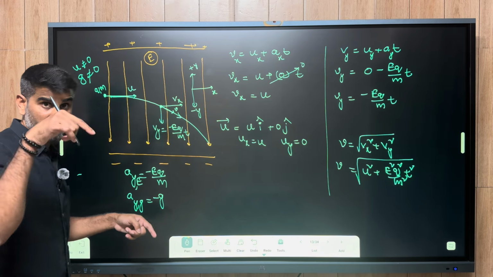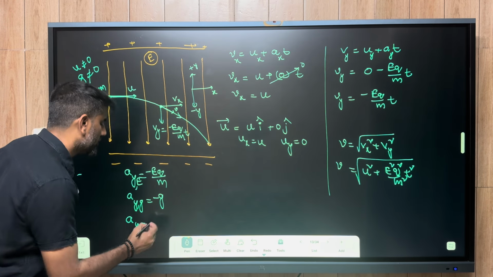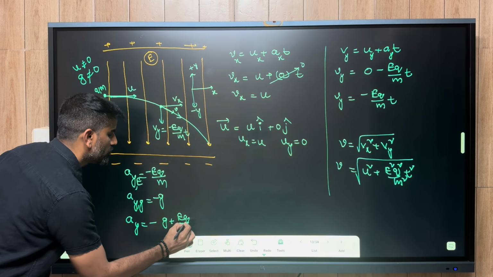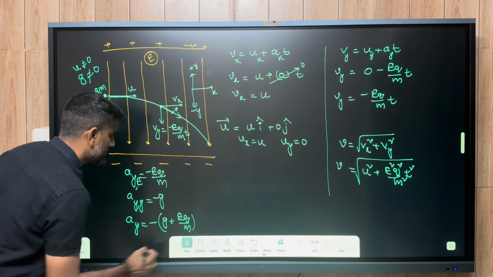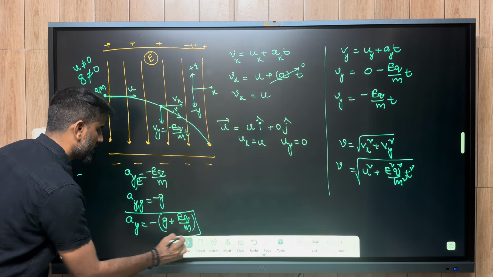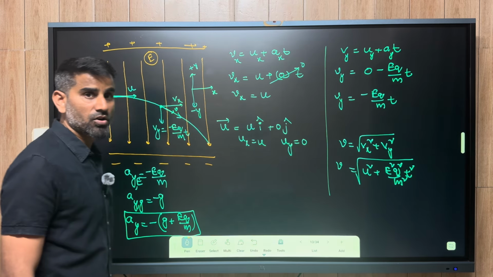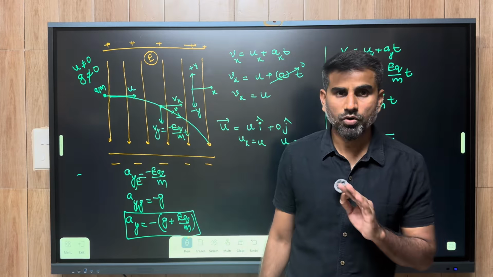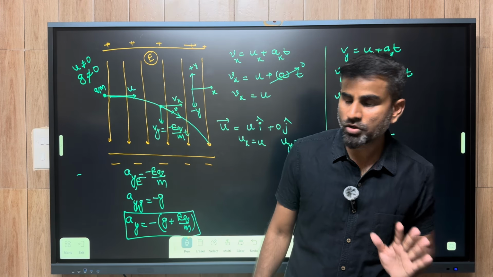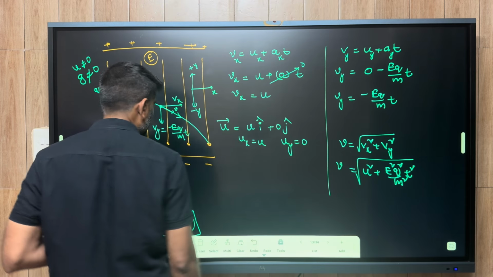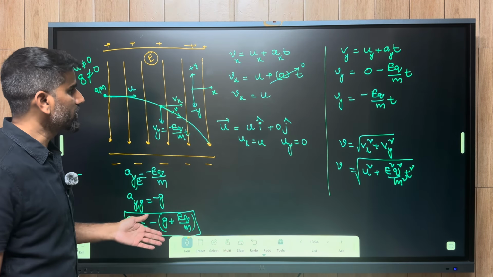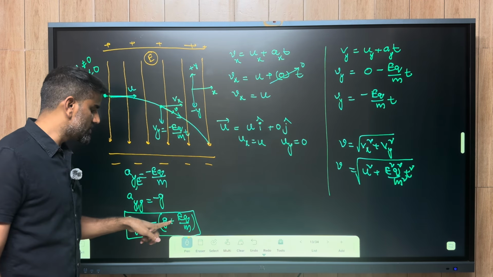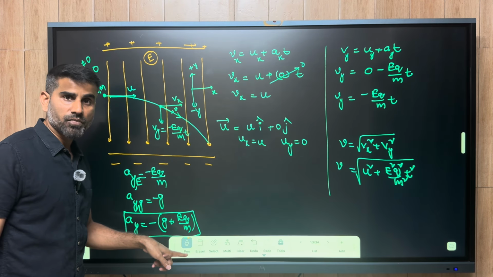What is the net acceleration along the y direction? Because both accelerations are in the same direction, which is downward, that means minus g plus eq by m is the acceleration along the y-axis. Hope this point is clear. Instead of writing eq by m in this case, I am going to write g plus eq by m.